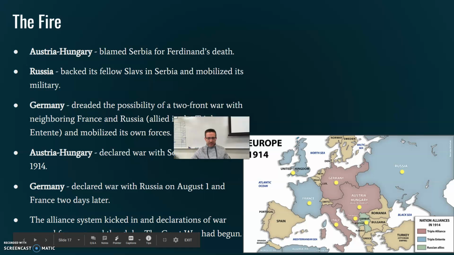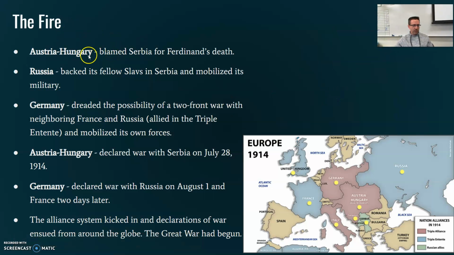So if that's the spark, I guess this would be the fire. Austria-Hungary blamed Serbia for Ferdinand's death. Serbia is aligned with Russia, so Russia backed its fellow Slavs in Serbia and mobilized its military. That means moving into areas. Then Germany dreaded the possibility of fighting France and Russia at the same time, so they started mobilizing their military to the borders. Austria-Hungary declared war on Serbia on July 28th, 1914. They did see them as the cause of the assassination.